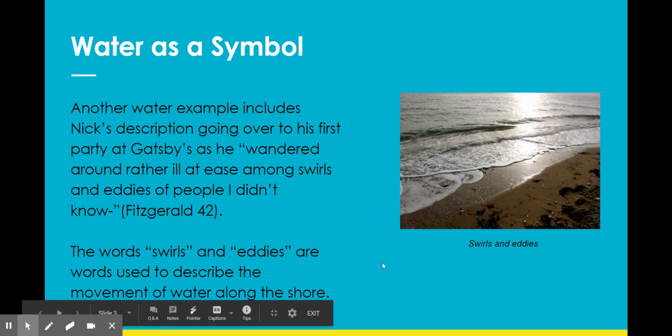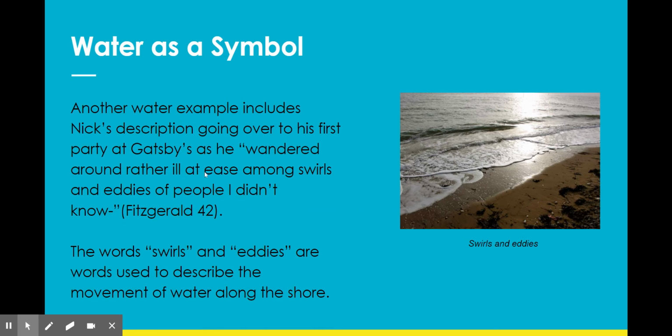When Nick goes over to Gatsby's first party, think about how he described the party, right? He was saying that he wandered around rather ill at ease, right? Meaning he feels uncomfortable among the swirls and eddies of people I didn't know. So take a look at how Fitzgerald even uses language right here, describing the people as swirls and eddies. And those are words that we often use to describe water along the shore, right? As it's coming in and out with the tide, sort of swirling and creating these eddies.